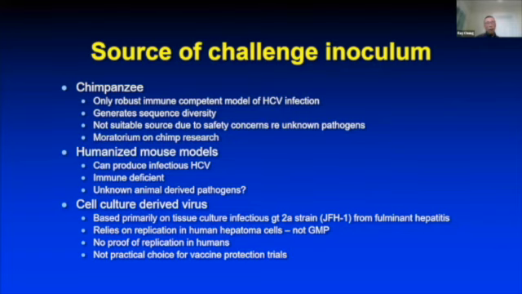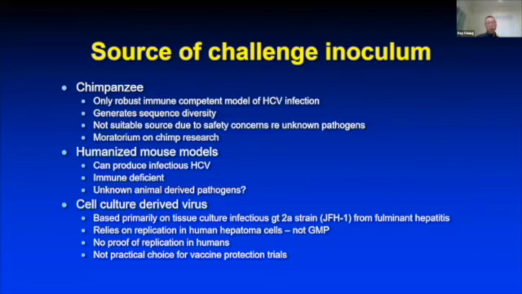There are, in fact, small animal models, humanized mouse models, which harbor human transplanted hepatocytes that in turn can be infected with hepatitis C and can generate infectious HCV. However, these are immunodeficient mice by design, and as with any small animal model, there could be unknown animal-derived pathogens. So this presents its own set of concerns for use in a CHIM model.